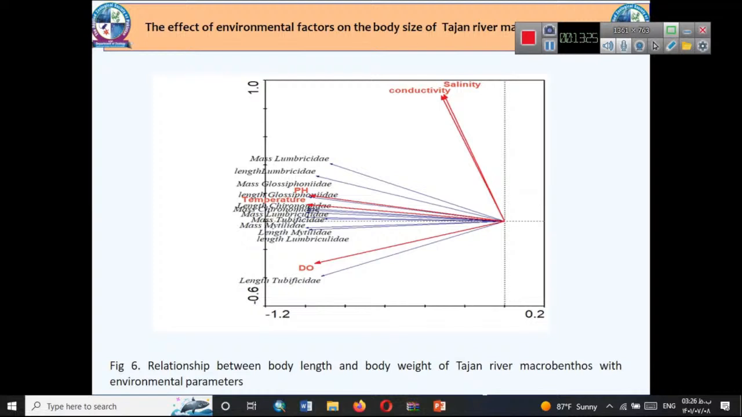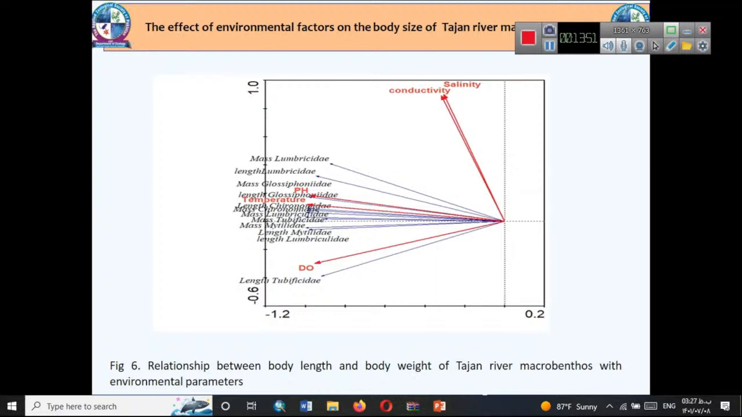Salinity and conductivity did not affect the body size and weight. Temperature had a positive effect on the body weight of Tolificida, Lambercolide, and Galaspinoida. Also, Chironomida. Temperature had a positive effect on the body size of the Galaspinoida and Chironomida.